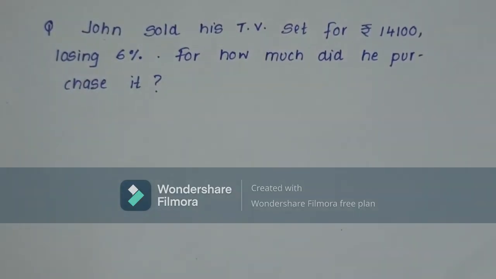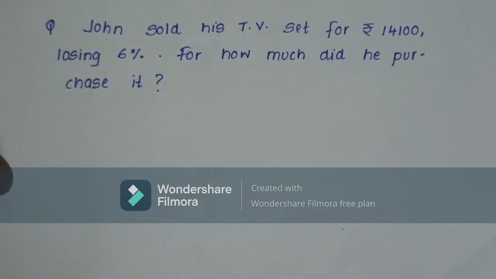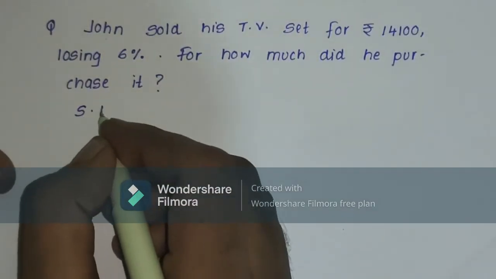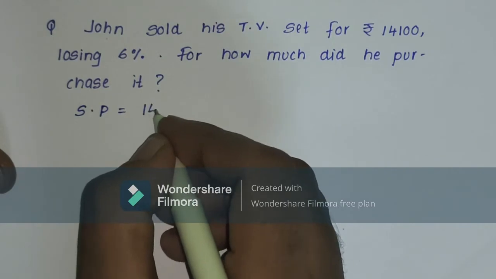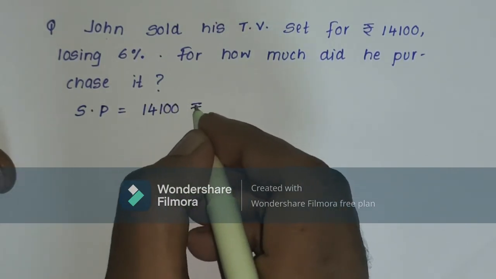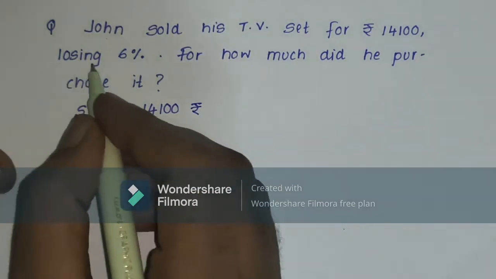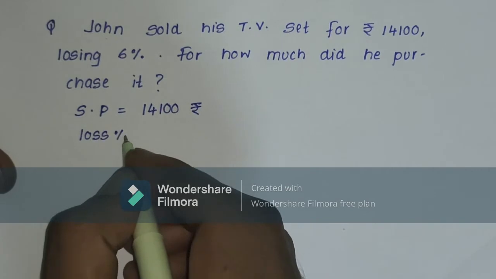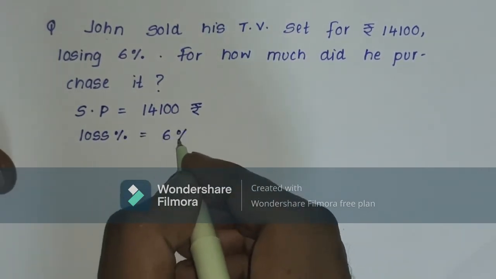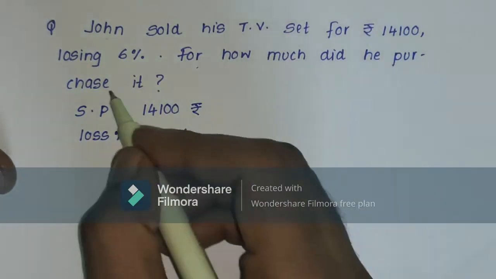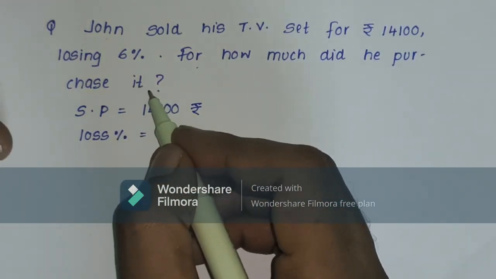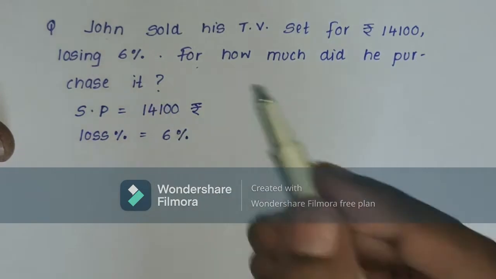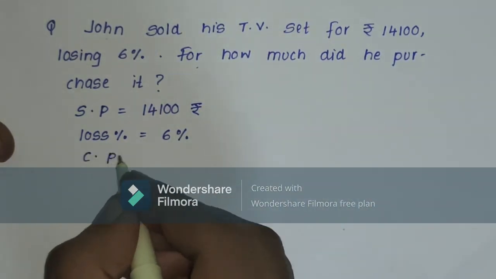Now student, let us move to the next question. John sold his TV set for rupees 14,100. Sold means what? Selling price. So student, write down: selling price is given to you, 14,100 rupees. At the same time, you have been given the loss percent, that is loss percent is equal to 6%, and they ask for how much he purchased it, that is CP, cost price. We need to find the cost price.